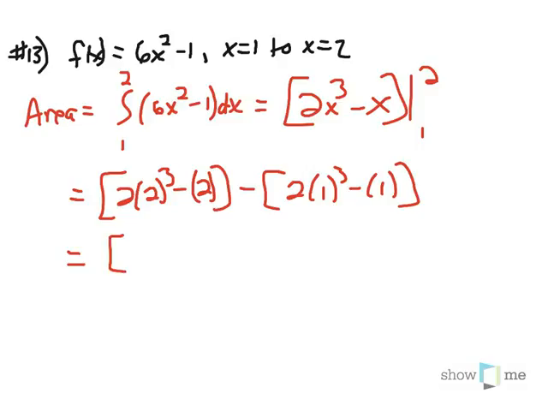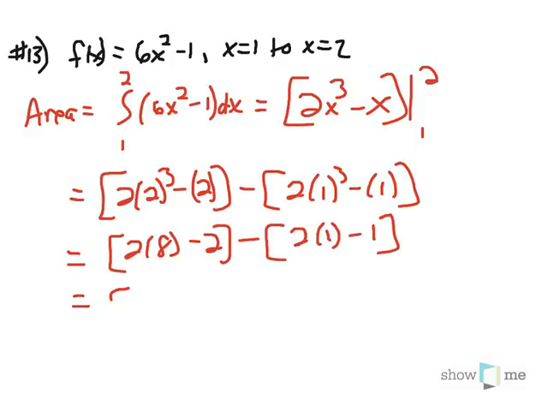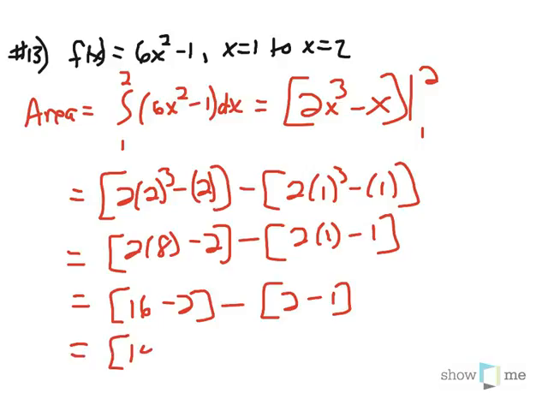2 cubed. 2 times 2 times 2, that's 8. 1 cubed is 1. 2 times 8 is 16. 2 times 1 is 2. 16 minus 2 is 14. 2 minus 1 is 1. 14 minus 1 is 13. This is an area, so we say it's 13 square units.